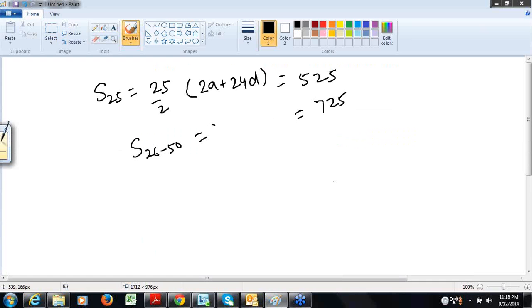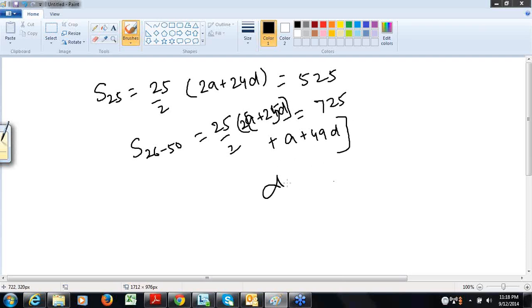So it will be what? 25 by 2, a will be here, a plus 24d, here in fact 25d into 2, 2a plus L. L will be what? a plus 49d. Solve these equations. What you will get? d is equal to 8 by 25.